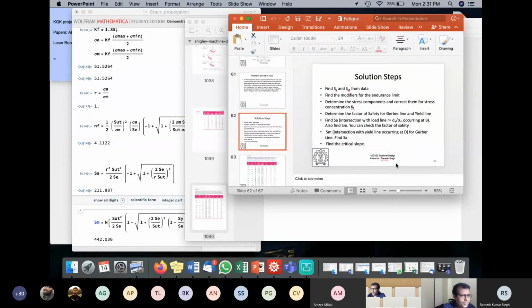Okay. So the first thing we figured out. Looks like there is a phase lag on the screen. The thing is, now I have the data of SY and SUT. That's the first step which we have to do.